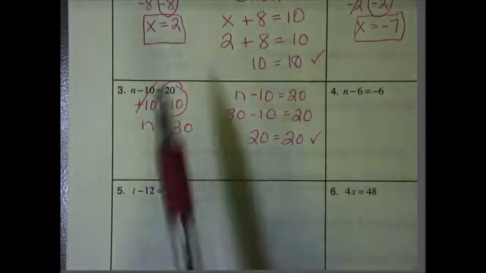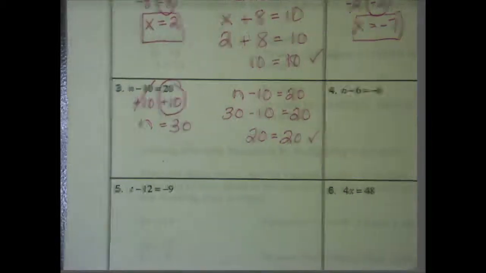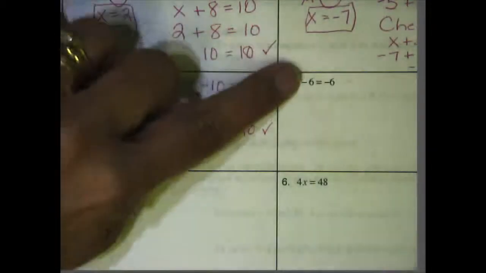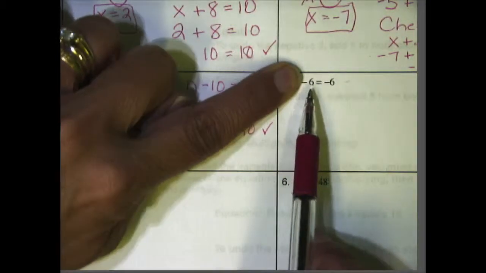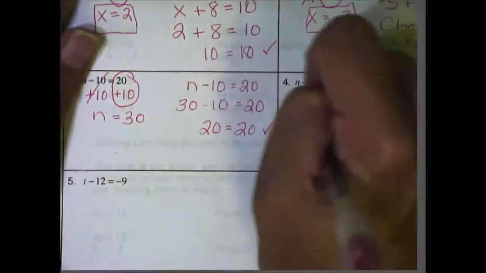Now keep in mind, it's very important that you're showing your work on these problems. Number 4, let's cover that n up. And when I do that, I have negative 6 left. When I have a negative 6, I need to make that a 0, so I need to add 6 to both sides.